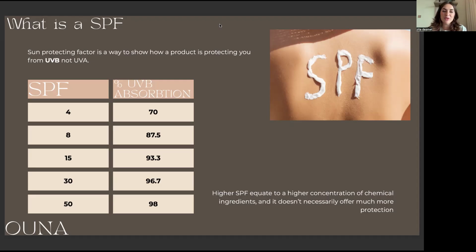Very important part: a 4 will still absorb 70% of UVB. So there's not a lot of difference when it comes to different numbers. However, a higher SPF equates to a higher concentration of chemical ingredients. So that does not always mean it's better for you to use a higher SPF.